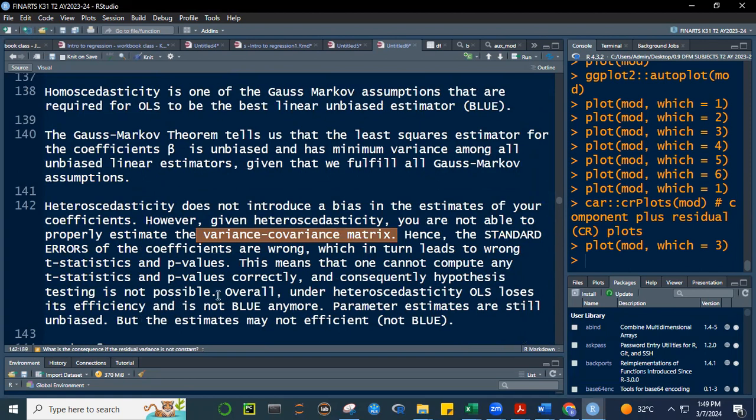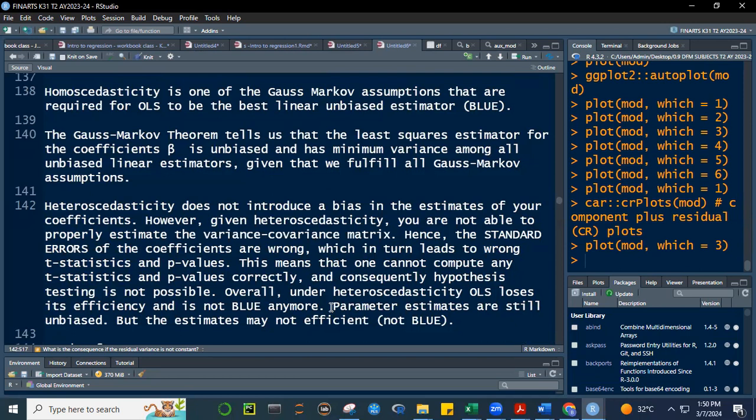It might become not possible na, di ba? Kasi mali na eh, di ba? Mali na yung standard error natin. Mali na yung t-stat natin. Mali na yung p-values. Mali na rin yung inference natin. Hypothesis natin magiging questionable. Overall, under heteroscedasticity, OLS loses its efficiency and hindi na siya BLUE.